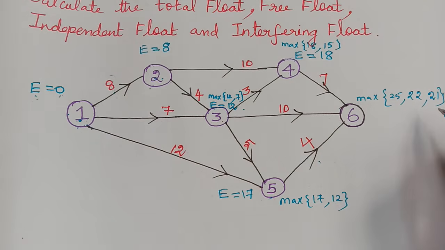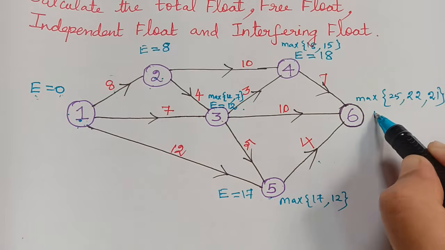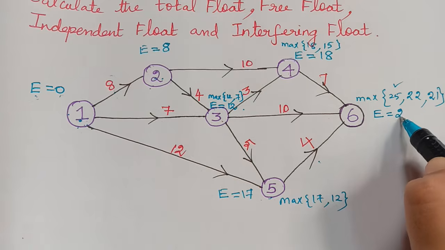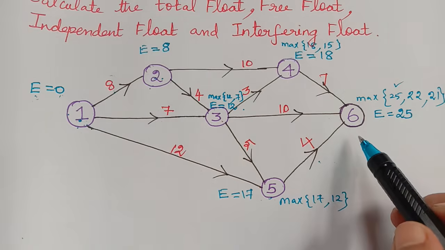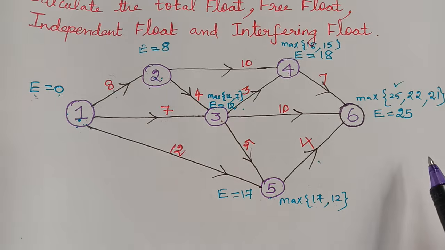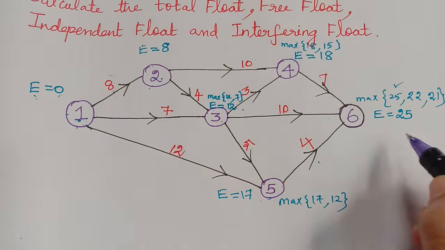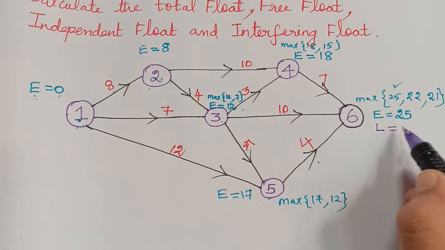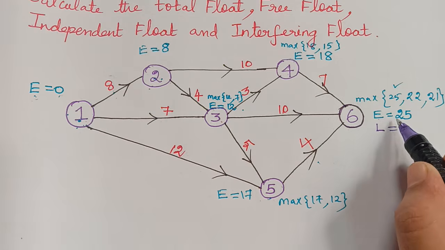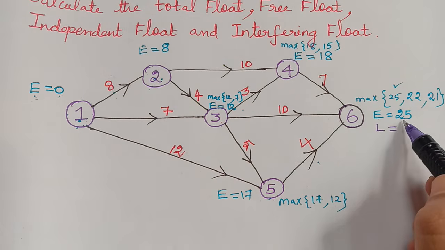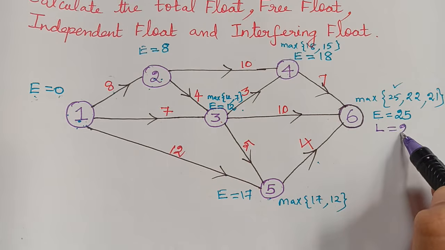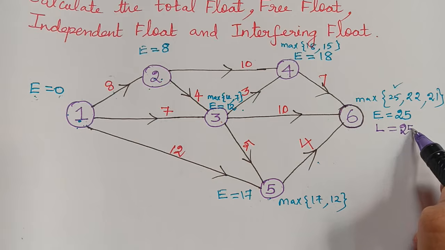Now what is the maximum of these 3? We can see that the maximum of these 3 is 25, and so the earliest occurrence E will be equal to 25 for the event 6. Next we have to calculate the latest occurrence. The latest occurrence of the last event is the same as the earliest occurrence that we have obtained. That is 25, and so the latest occurrence will also be 25.